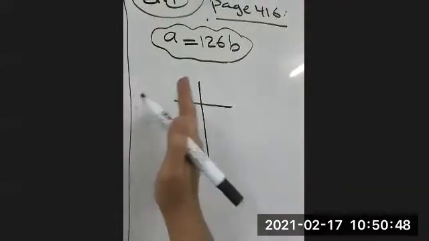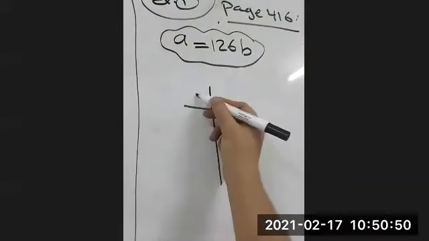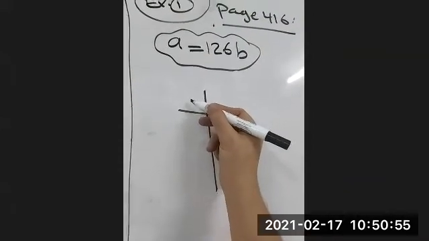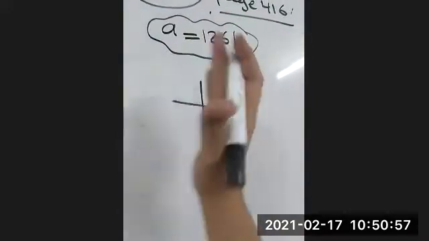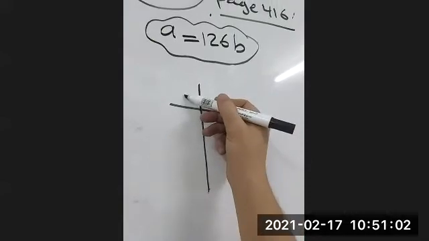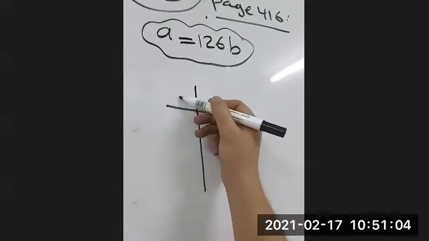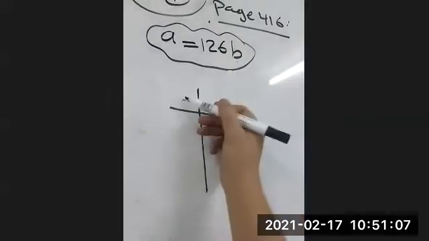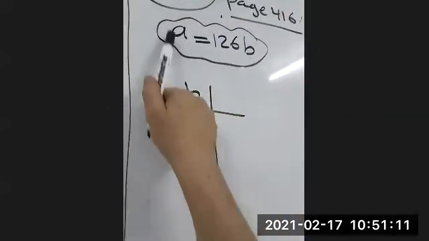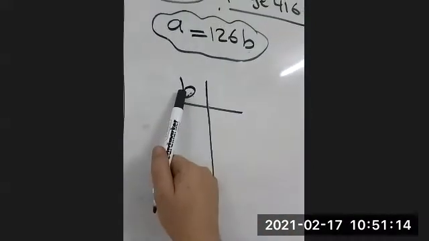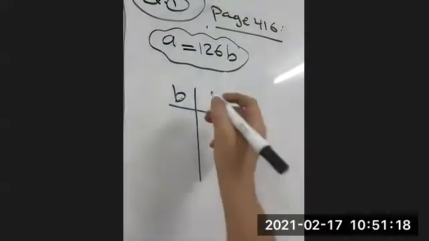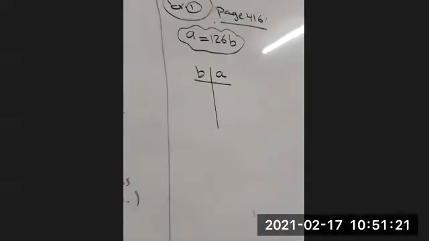In the table, we have 2 columns. In the first one, you always put the independent variable, which here is B. We said that before. A depends on B. So here is the independent variable, and here the dependent variable, which is A. Now this is the table.